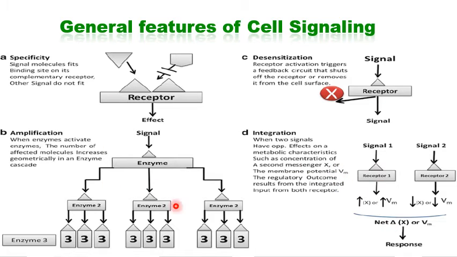So these are the features. First it is the specificity, then the amplification of the enzymes, then removal of the receptor from the cell surface. When two receptors are present in the same cell, that will lead to the formation of the secondary messengers.